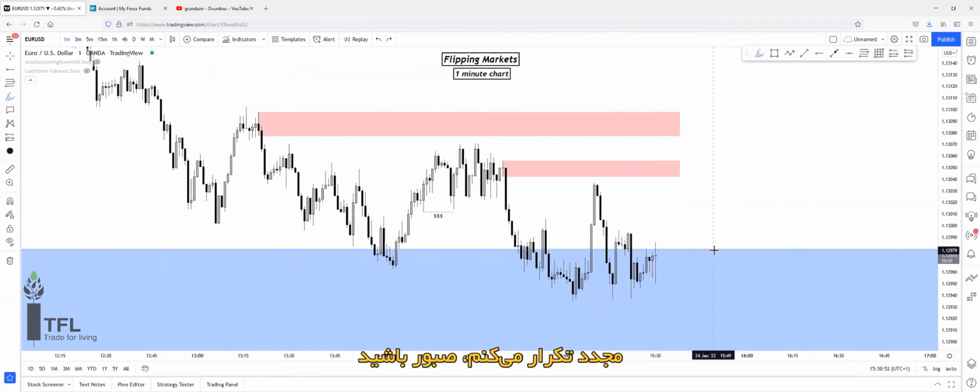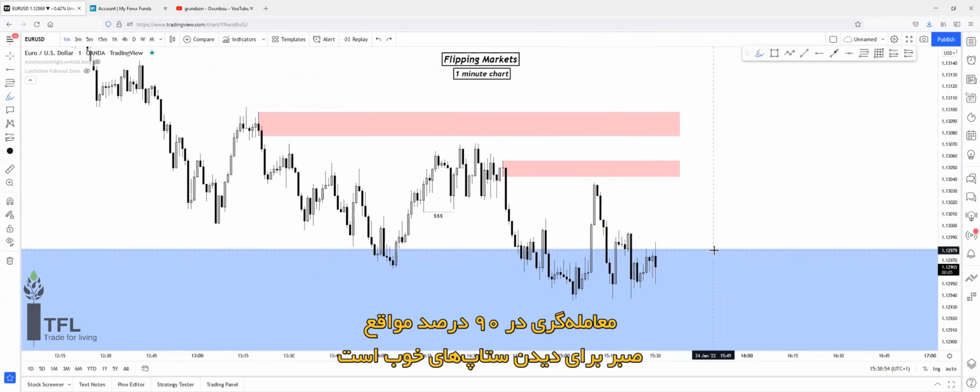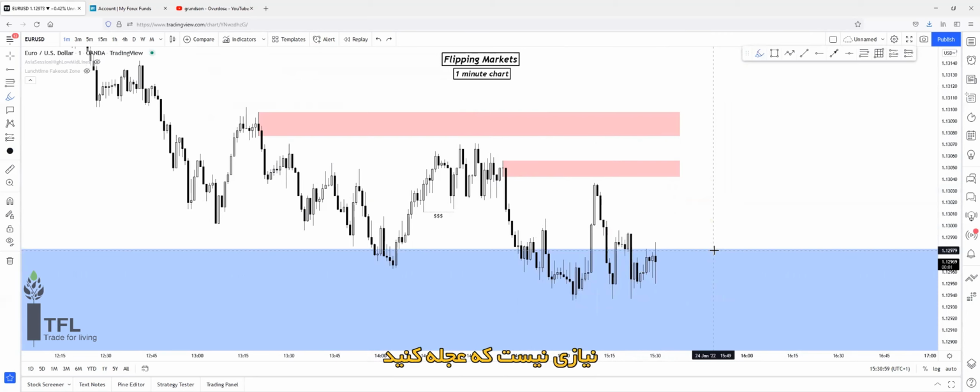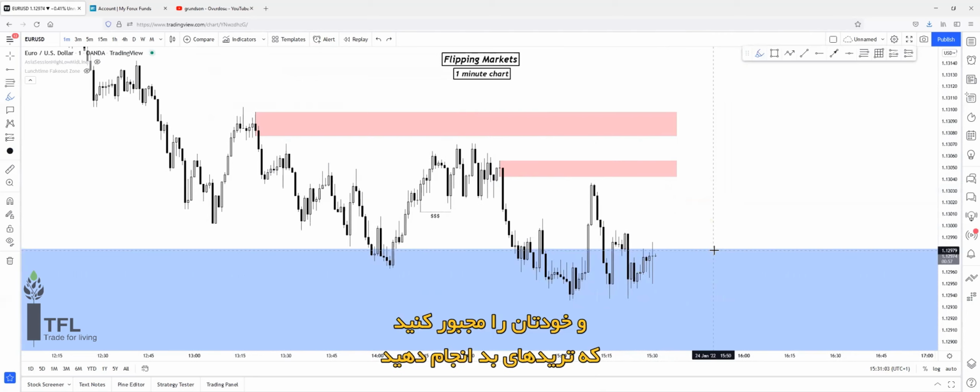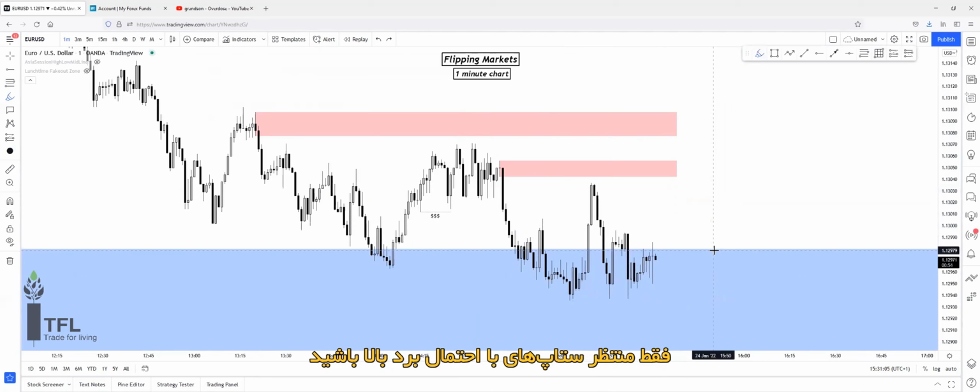So yeah, once again, just be patient. 90% of trading is waiting for the right setup. You don't have to rush, you don't have to overcomplicate things, you don't have to force yourself into bad trades. Just wait for the high probability setups, wait for high probability confirmations, and that's all. As I said, 90% of trading is a waiting game. You do not want to force yourself into bad trades. This is all about waiting, literally waiting.